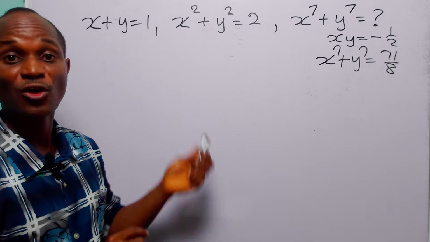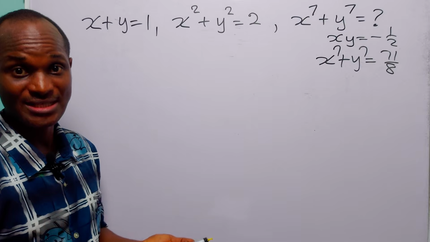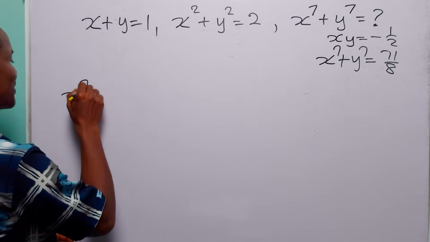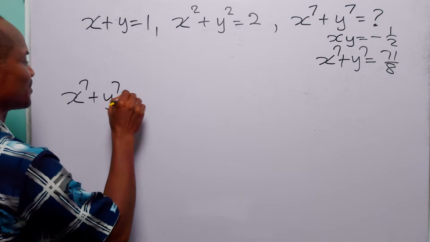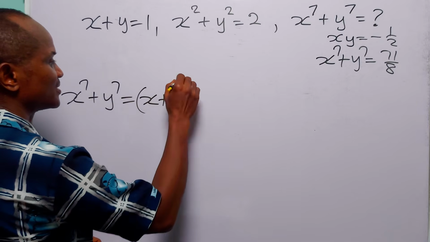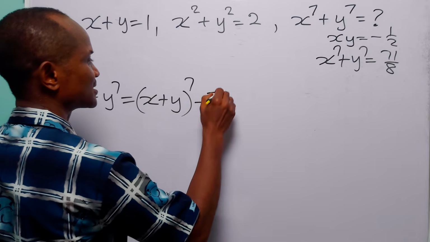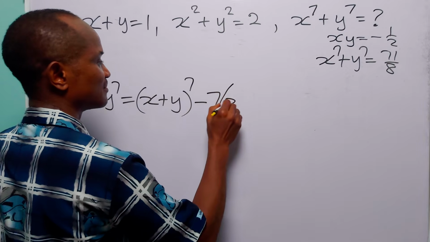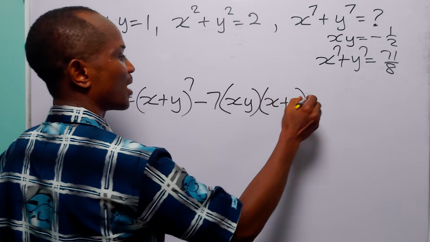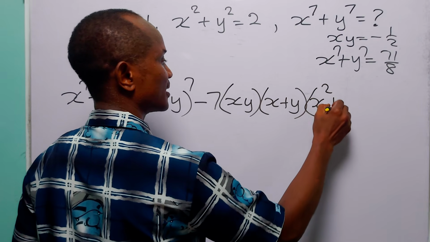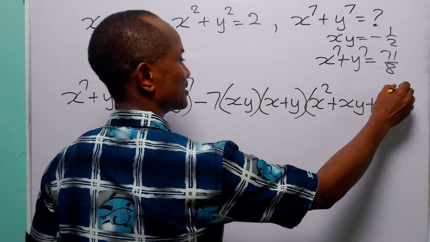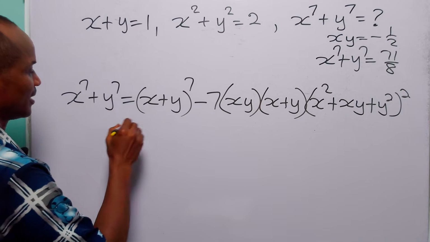Now, there's another way of solving this problem without using the recurrence formula, but you need to know the identity. X raised to power 7 plus y raised to power 7 is equal to x plus y raised to power 7 minus 7 times xy times x plus y times x squared plus xy plus y squared, squared.